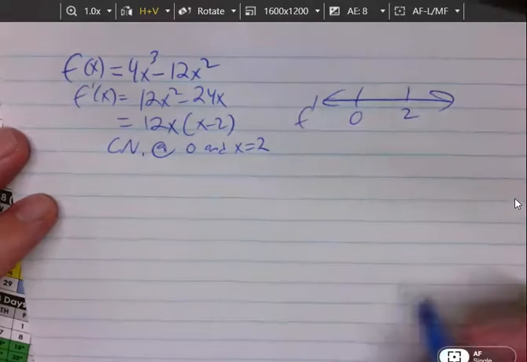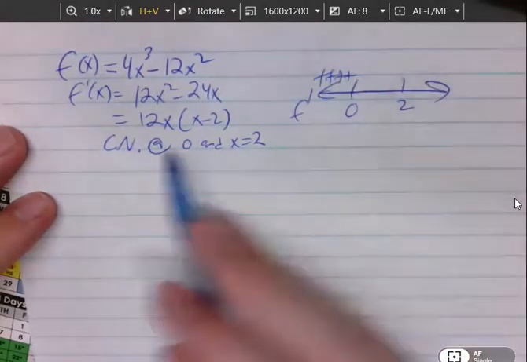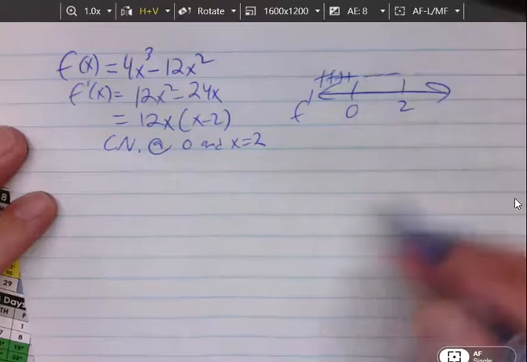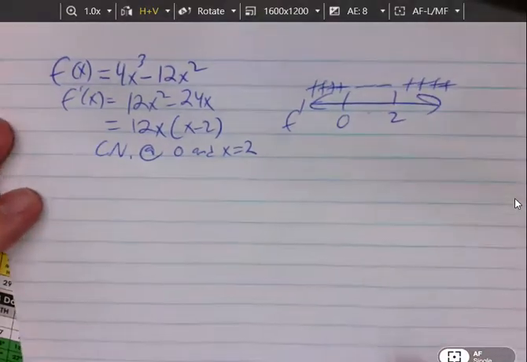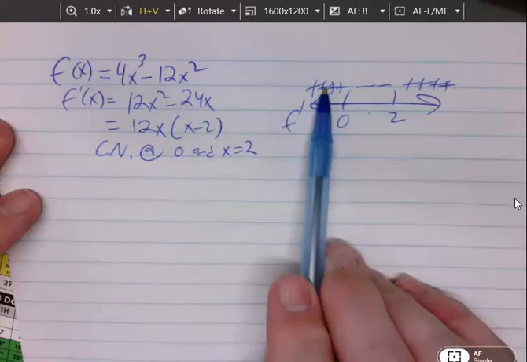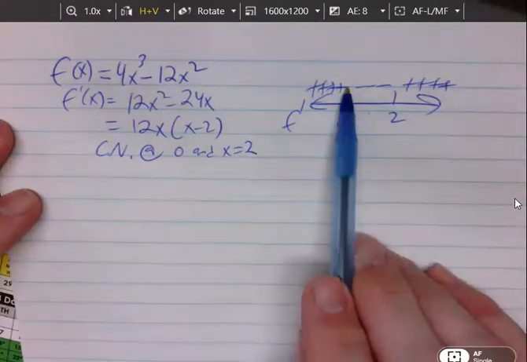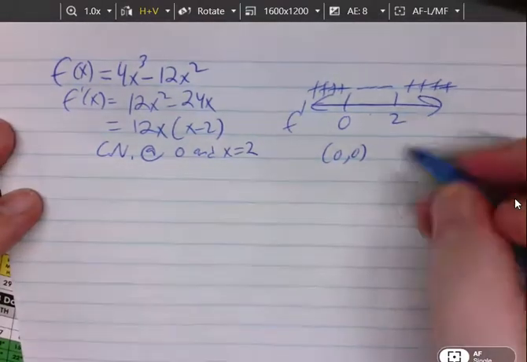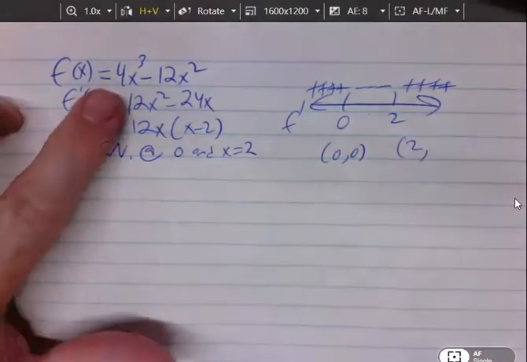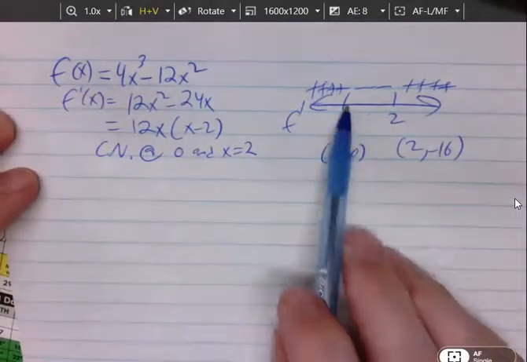There's your f prime: negative a billion, negative times negative is positive, positive; at 1, we're at positive times negative, so that's negative; and then positive a billion is positive times positive. So right off the bat, we instantly know our function's increasing, then decreasing, then increasing, and we have a local max at (0, 0) it looks like. And this is going to be (0, 0), and this is going to be 2, oh boy, 32 minus 48, negative 16. So we have a local max and a local min.